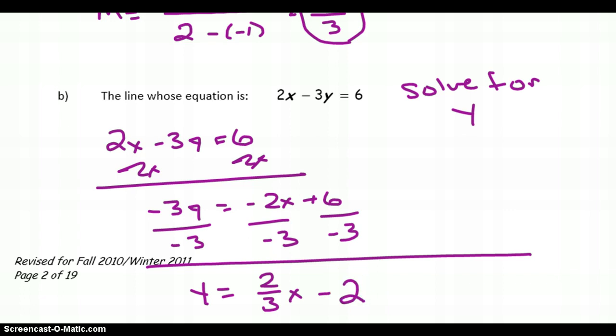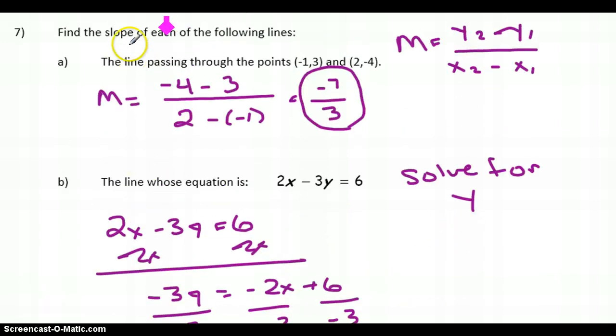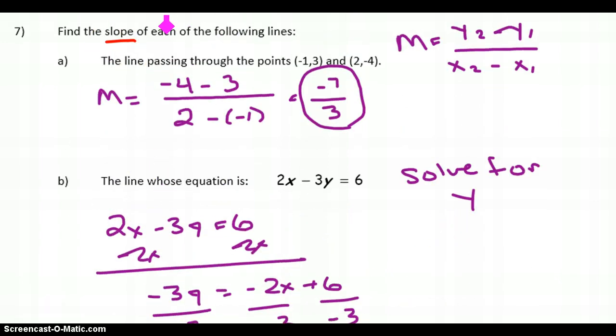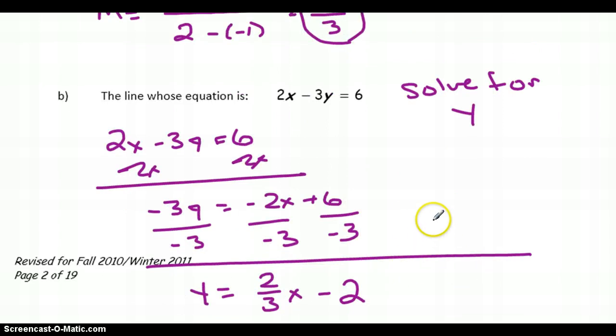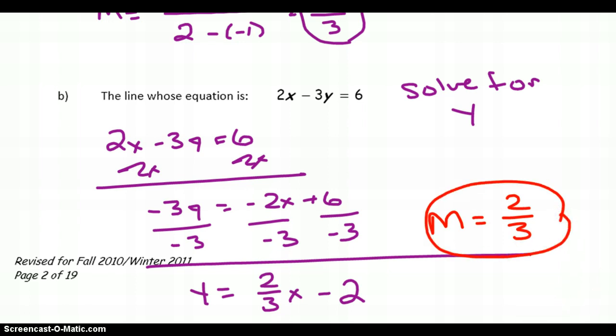Again here, just solving for y is not enough. That gives me the equation, but the question asks us again to find the slope. It's my job to state what the slope is now that I've solved for y. So my answer to this one is m for slope equals 2/3. So I need to answer it like this.